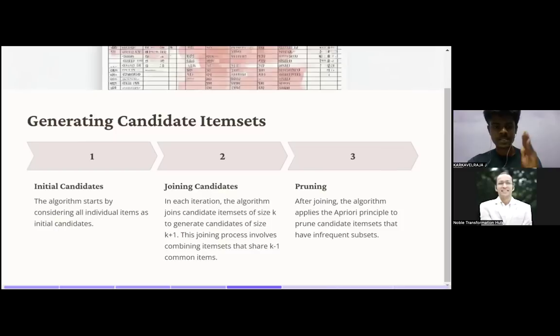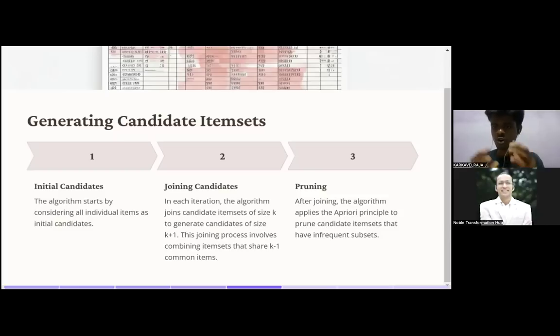Then joining candidates. In each iteration, the algorithm joins candidate item sets of size k to generate candidates of size k plus 1. The joining process involves combining item sets that share k minus 1 common items. Let's put it very simply. What is joining candidate sets? You have 5 items. Now we have done with one item, go for 2 items: milk butter, milk jam, milk chips, and then chips jam, chips milk, like permutation combination. Then go for 3 items, milk butter biscuit, biscuit milk, different combinations, then 4 different combinations, finally ending up with 5.